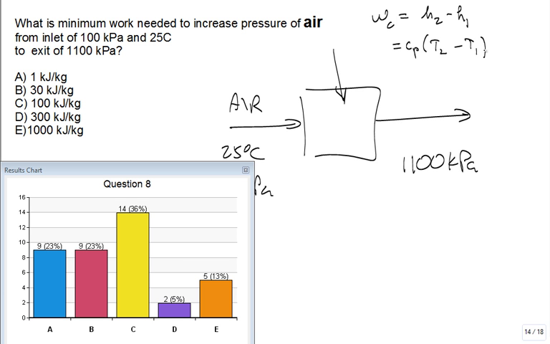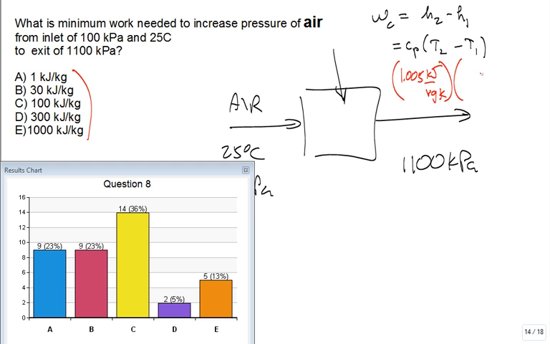1.005 or something like that. About 1. Okay, so ballpark, this is ballpark, right? Okay, so we're looking at 1.005. You can forget the 005. Kilojoules per kilogram Kelvin. Got it?